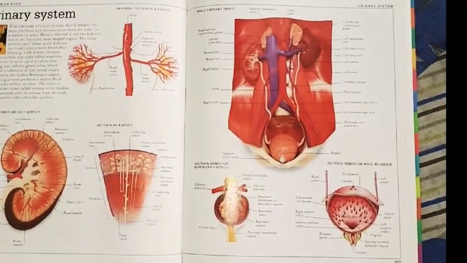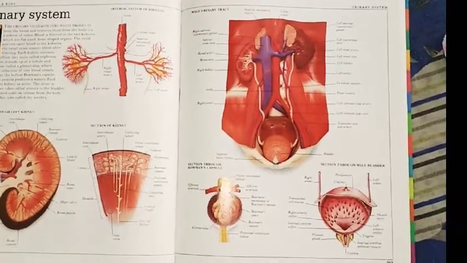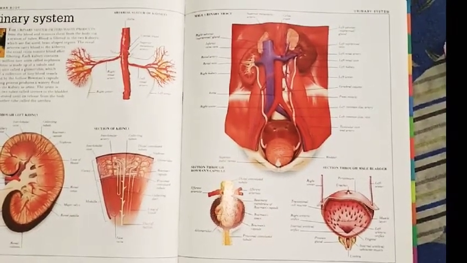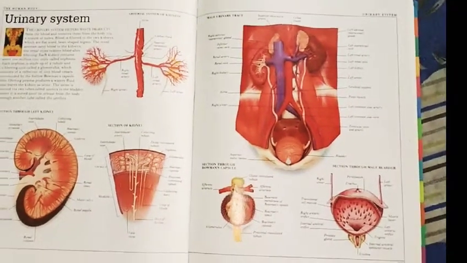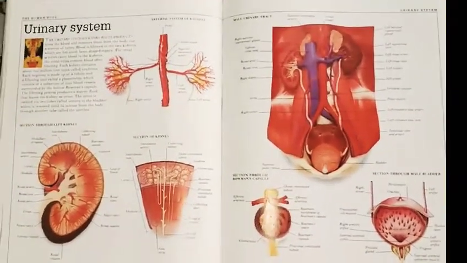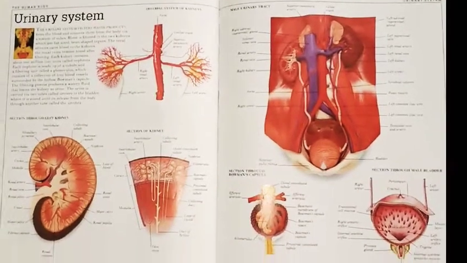system removes waste products like nitrogen, which is very poisonous for our body, and carbon dioxide, which is also very poisonous for our body and not fit for further body function. So that is why the excretory system is very important. It is also known as the urinary system.